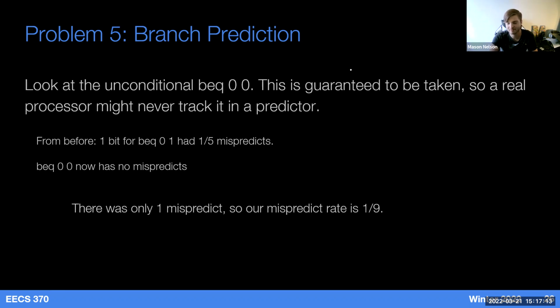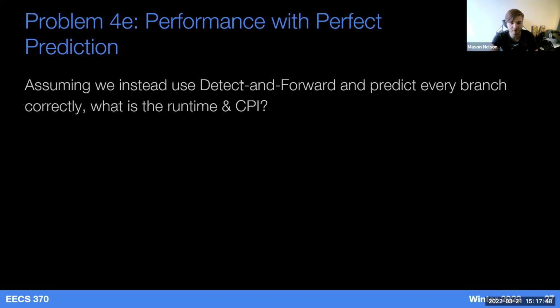We do have one more scheme that we might be able to do. Noticing that the BEQ 0 0 is unconditional because the 2 register indices are the same, we might add in some component in our processor where we could check for that. And that would mean that we would never mispredict an unconditional branch. And we could use some other scheme to get down to only 1 mispredict for our top BEQ that was conditional. And so we could use that to get another mispredict rate of 1 in 9. So that's everything I have on predictors. Let's see how that actually affects our performance.